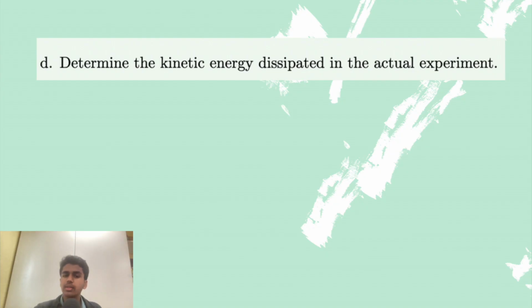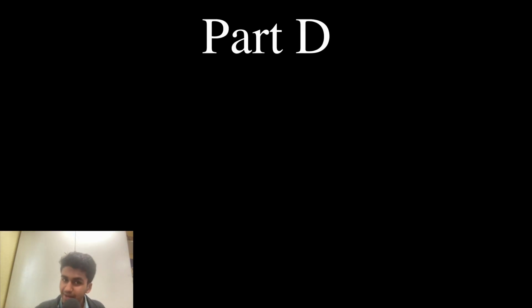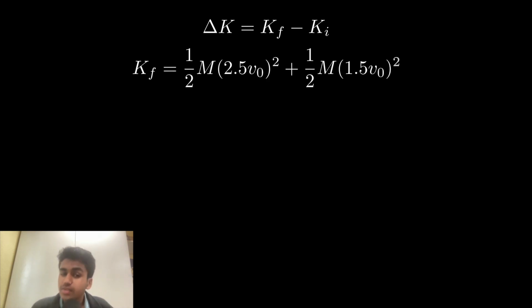Now part D is determine the kinetic energy dissipated in the actual experiment. So we're now supposed to find the kinetic energy that is lost, which is simply the change in kinetic energy. So we'll find the final kinetic energy and the initial kinetic energy. We know that kinetic energy in general is 1/2 mv squared. So to find the final kinetic energy of the system, we add up the individual kinetic energies of the two blocks. For block B, that kinetic energy will be 1/2 times m, which is the mass, times 2.5v0, all of it squared, because that's the velocity.